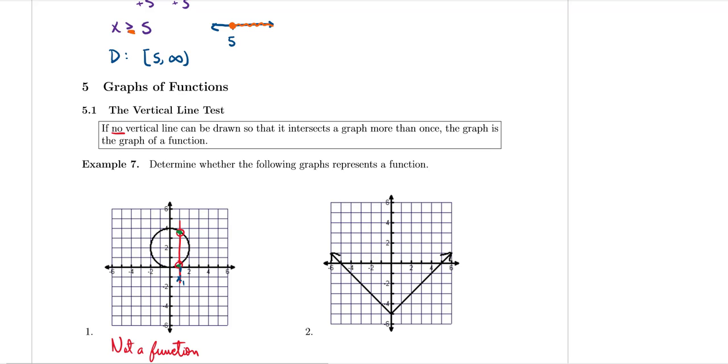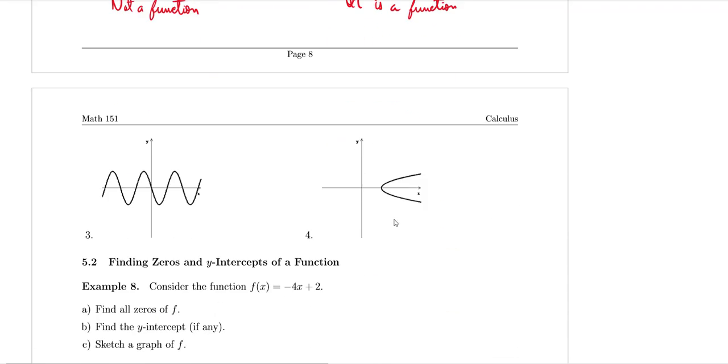Now for the second graph, if I draw a vertical line here, well, okay, it's only crossing once, and it doesn't matter where I draw the vertical line, it's only crossing once, so it is a function. Okay, so we get to see that this next example passes the vertical line test, it's only crossing once, so it is a function. And this last one here fails the vertical line test. One input has two outputs, so it's not a function.